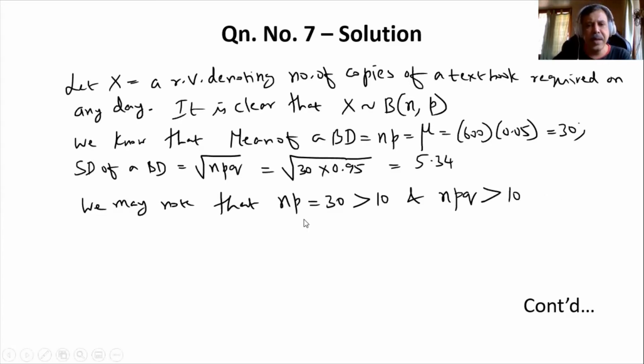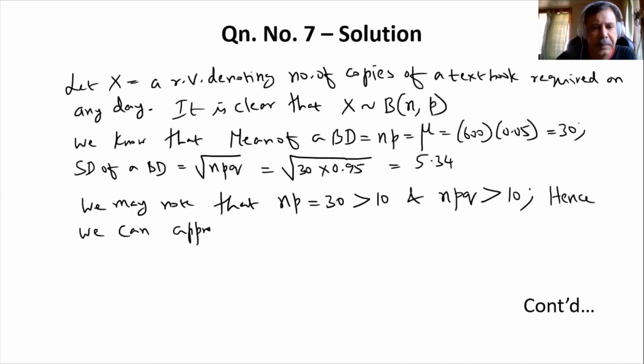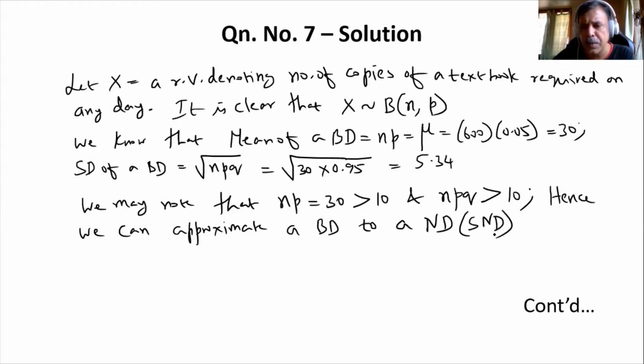And when np is larger than 10 and npq is also larger than 10, hence we can approximate a binomial distribution to a normal distribution, or to be very specific, standard normal distribution, as follows.